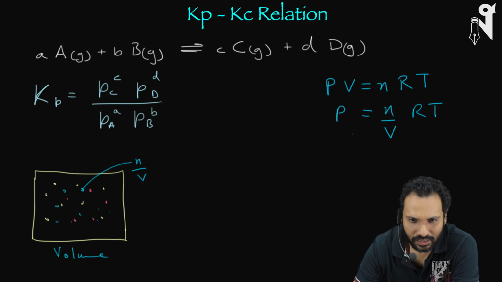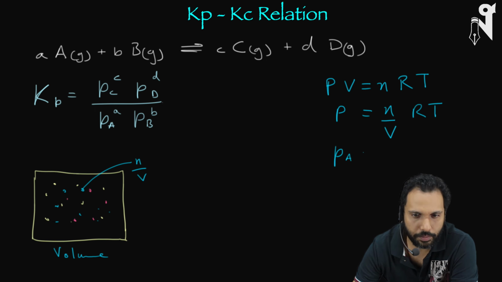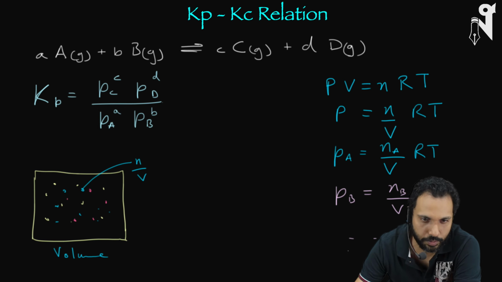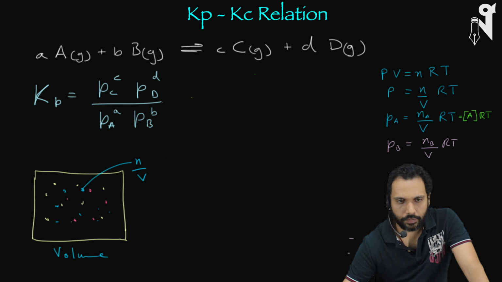So if partial pressure of A is required, what will be the partial pressure of A? The number of moles of A divided by how much volume? The whole chamber volume. So whole chamber volume into RT. Similarly, if I talk about partial pressure of B, it would be number of moles of B divided by the whole volume times RT. And partial pressure of C, similarly, partial pressure of D would be similarly.